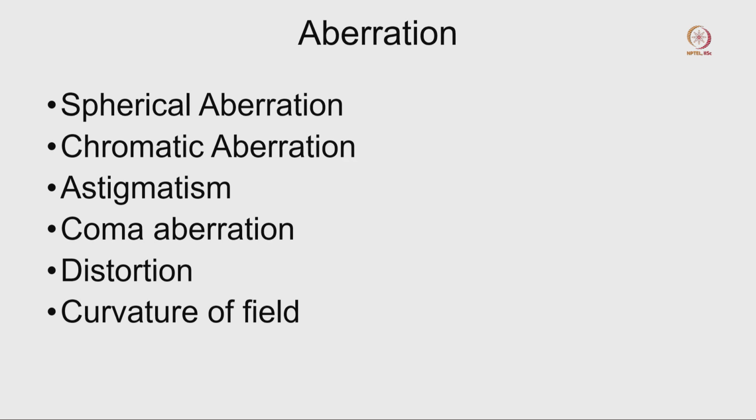Also, we started discussing the different types of aberration: spherical aberration, chromatic aberration, astigmatism, coma aberration, distortion, and curvature of the field. Last class I only discussed chromatic aberration, how it happens, especially for the light microscope. In the light microscope I already discussed that.